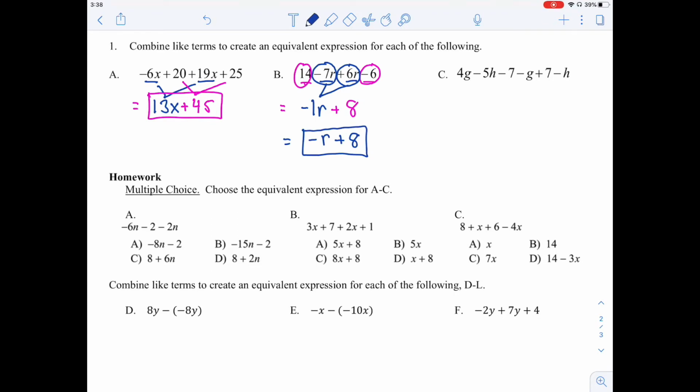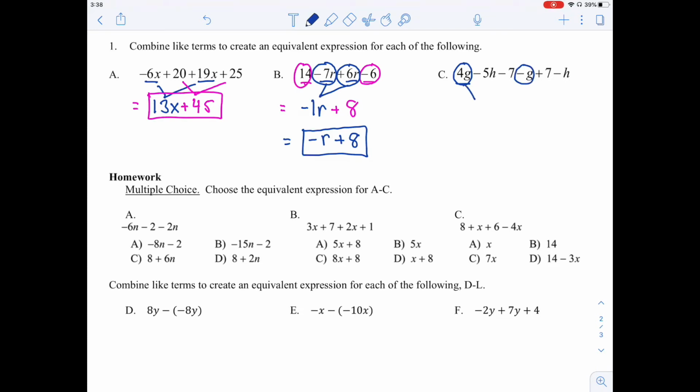Okay, next one. Now we have two different letters, so we have to be a little bit careful. We're going to go in alphabetical order: A, B, C, D, E, F, G, H. G is before H, so we start with G. I'm just going to circle it: 4G and negative G. Remember your sign.